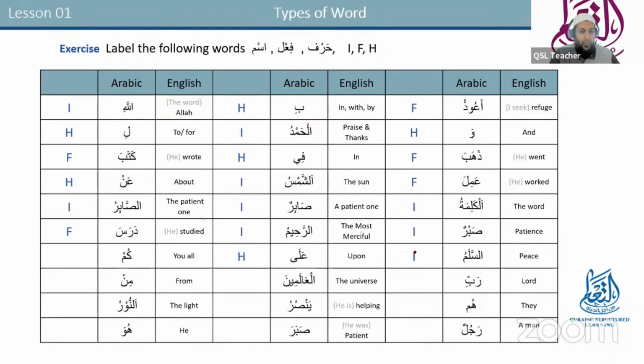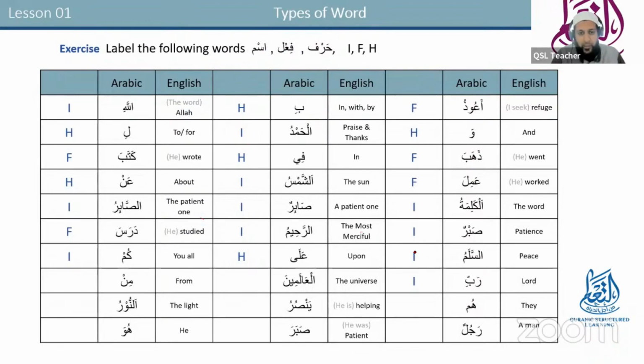Kum, so this is an example of a pronoun. So anything that's you or he or she, first, second, or third person, then it all comes in the ism category, and they're all called pronouns as well. So that's an ism. Rabbi, which means Lord. That's a name, so that would be an ism.